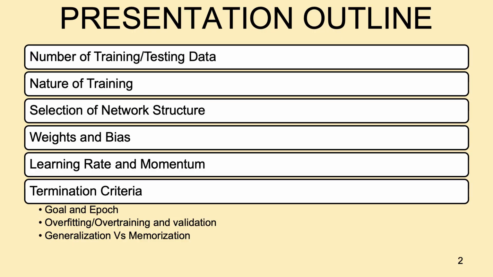In this presentation, what we are going to see is how to decide the number of training as well as testing data, how to decide the nature of training, selection of network structure, weights and bias, learning rate and momentum, termination criteria. Under termination criteria, we are going to see what is meant by goal and what is meant by epoch, and how one can balance between the idea of generalization as well as memorization, and how to study the concept of overfitting, overtraining and validation. So these are the things that we are going to see in this presentation.